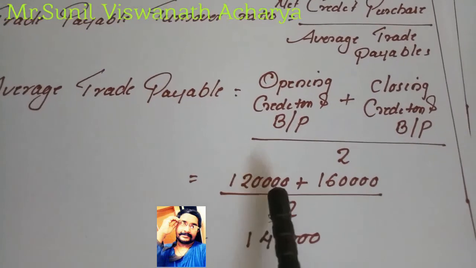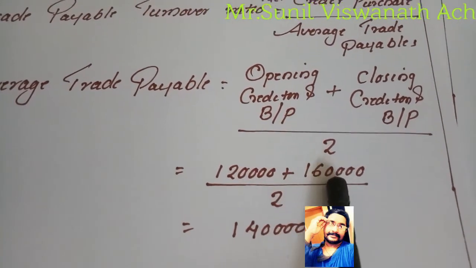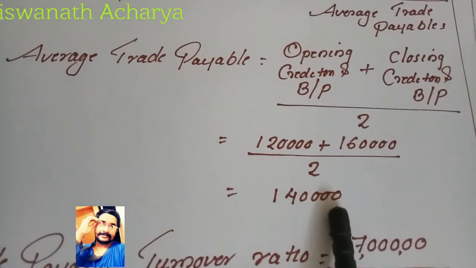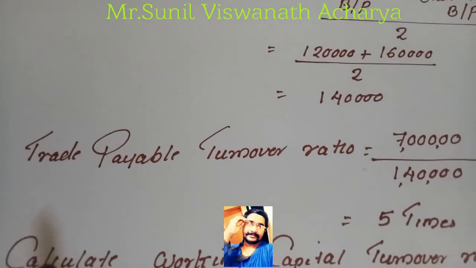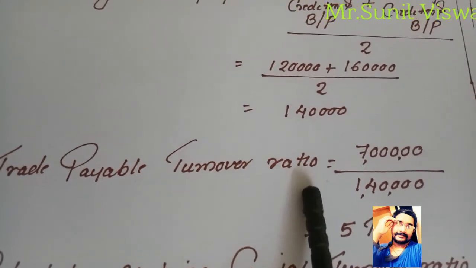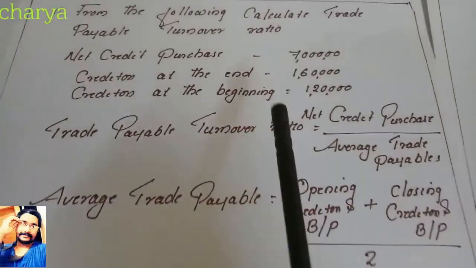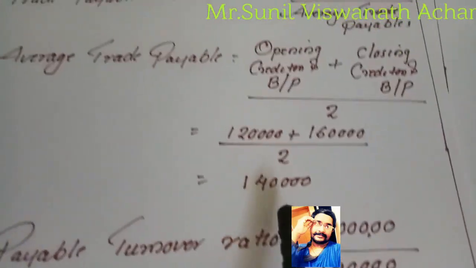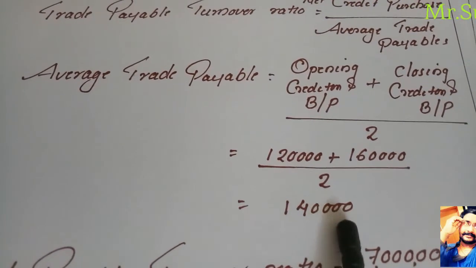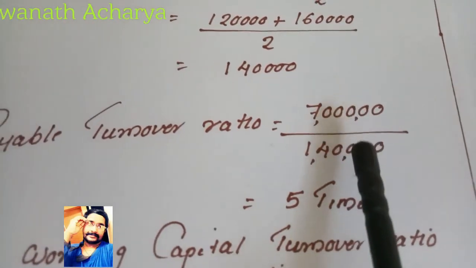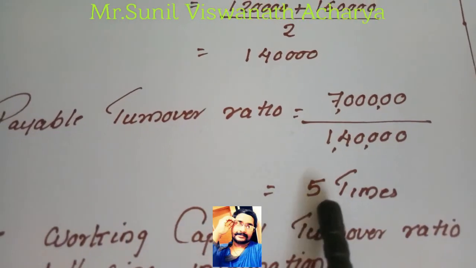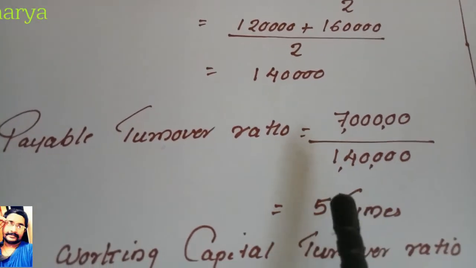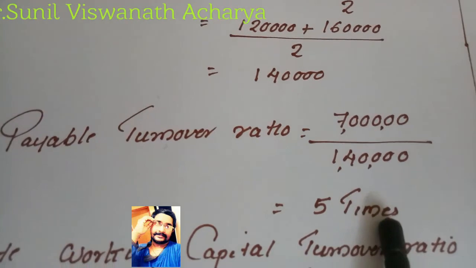So we take opening creditors 1,20,000 plus closing creditors 1,60,000, divided by 2. We will get 1,40,000. Now we calculate the ratio. Trade payable turnover ratio is equal to credit purchase, which is given in the question, no need to calculate, 7 lakhs divided by average trade payable, 1,40,000. We get the answer 5. We represent it in times, 5 times, because all turnover ratios are represented in times.